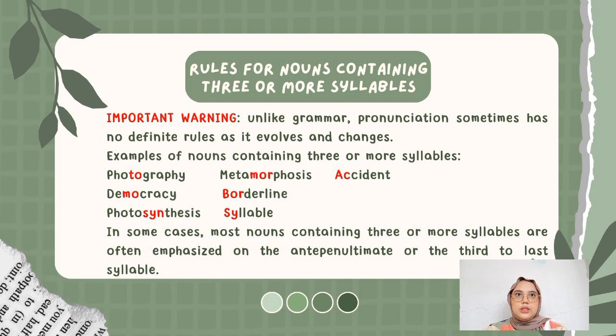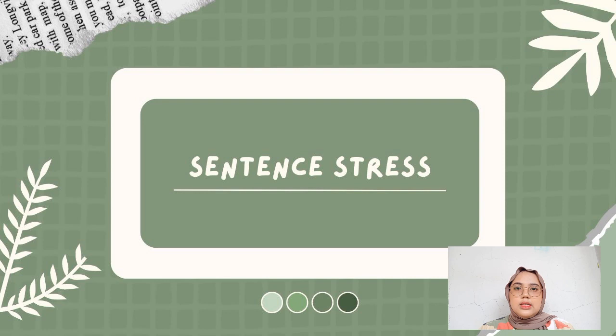Rules for nouns containing three or more syllables. Important warning: unlike grammar, pronunciation sometimes has no definite rules as it evolves and changes. Examples of nouns containing three or more syllables: photography, democracy, photosynthesis, metamorphosis, borderline, syllable, accident. In some cases, most nouns containing three or more syllables are often emphasized on the antepenultimate or the third to last syllable. Second, I will explain the sentence stress.